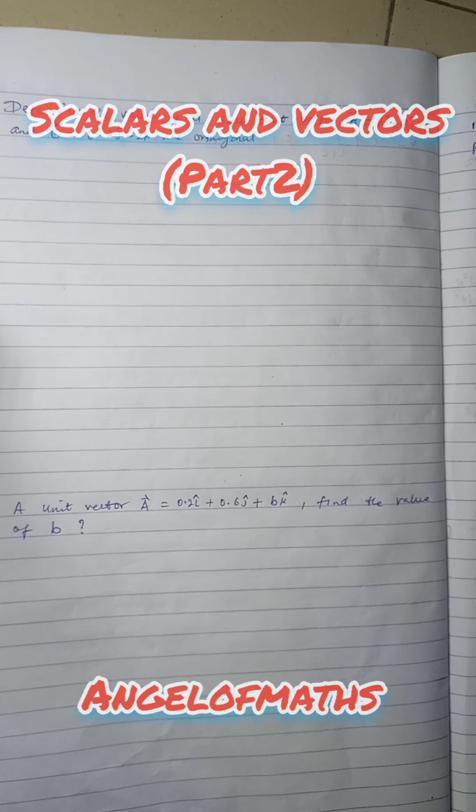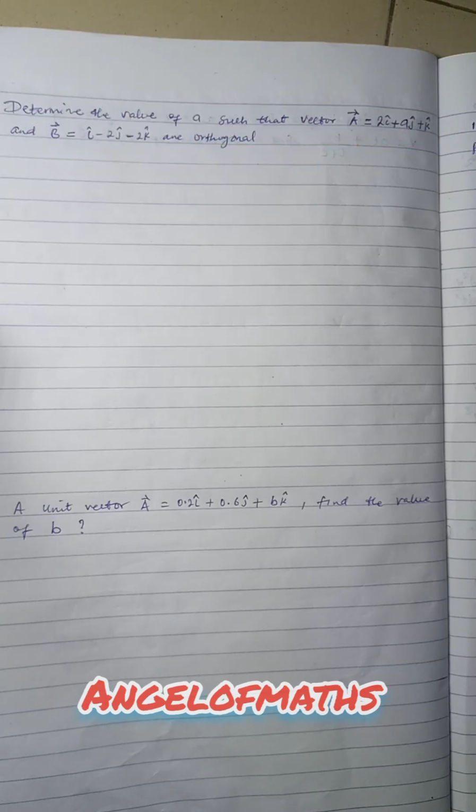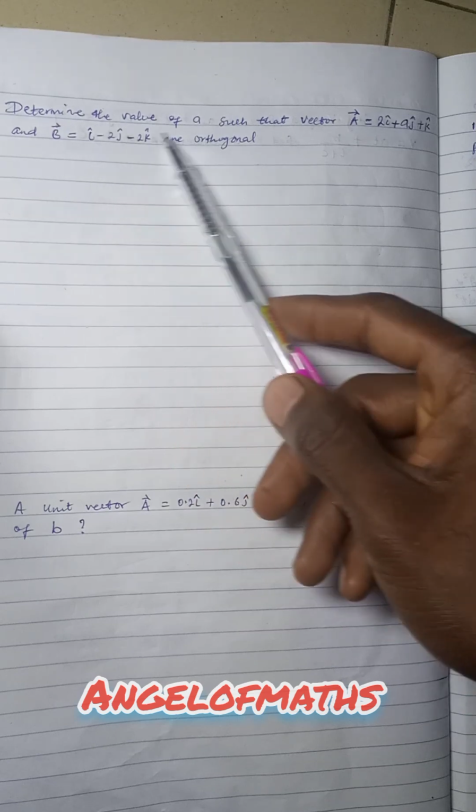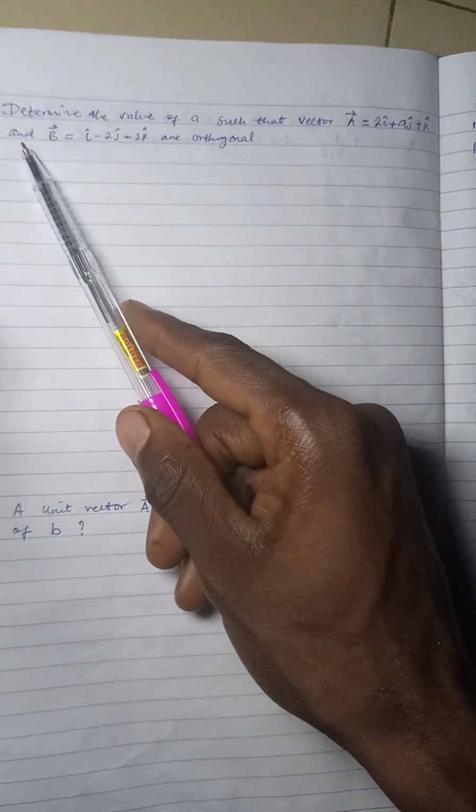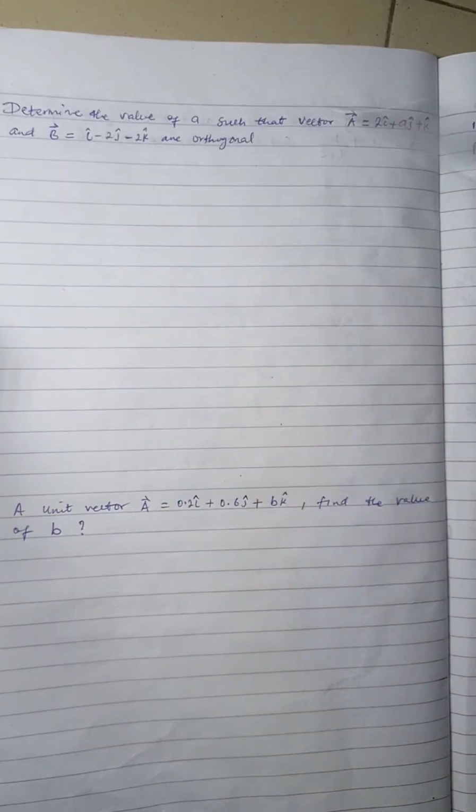Now in this video we are looking at scalars and vectors. Okay, so look at this question. Determine the value of a such that vector a equal to this and vector b equal to this are orthogonal. Okay, now how do we solve this?